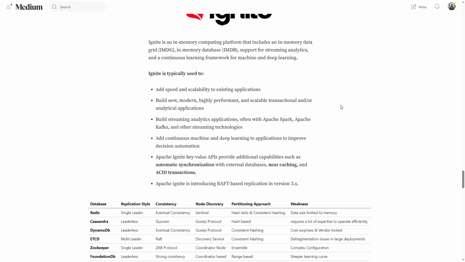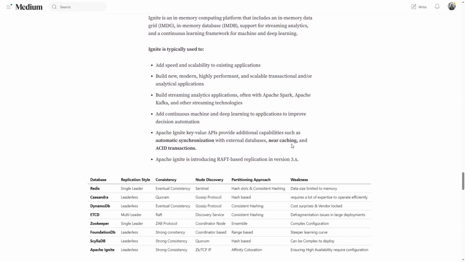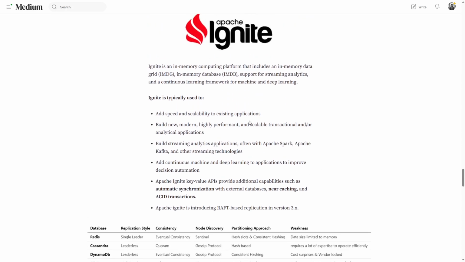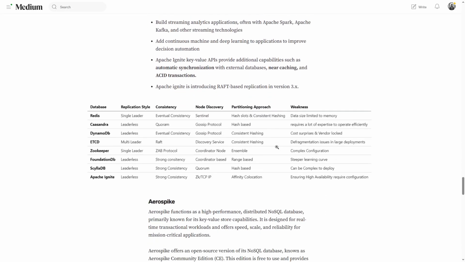It supports ACID transactions, it supports asynchronous automatic synchronization, and it has near caching, what we call data caching. That feature is also there, and it is based on the Raft protocol, so Raft replica based replication, so it doesn't have the challenges of scale which generally come with Zookeeper based systems. We can build a streaming analytics platform using this, often with Spark and Kafka. So this is something which can be used. Apache Ignite is a project that we should be looking at.